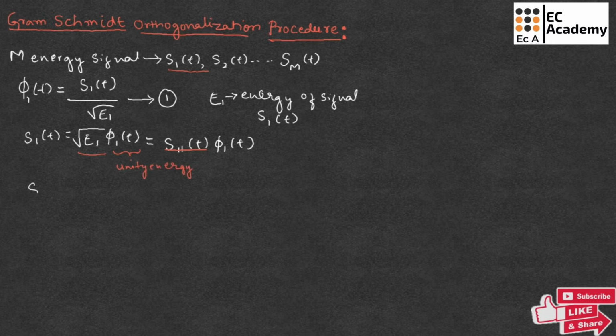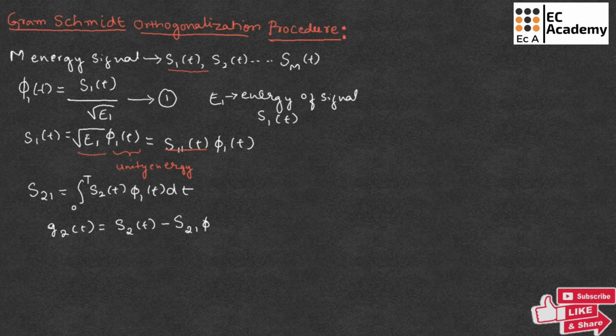Now the coefficient S21 can be defined as integration of 0 to T S2 of t phi1 of t dt. Now let us introduce a new intermediate function G2 of t that can be given as S2 of t minus S21 phi1 of t. Let us call this as equation number 2. Here G2 of t is a new intermediate function.